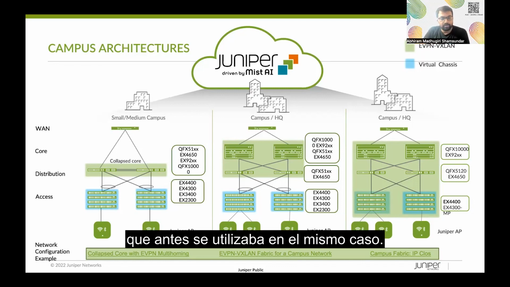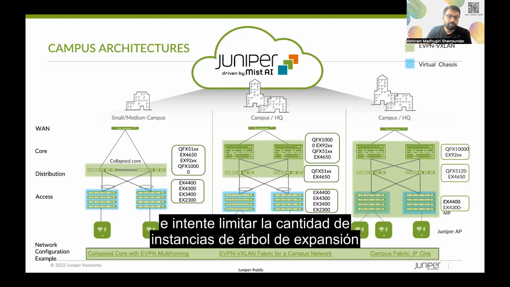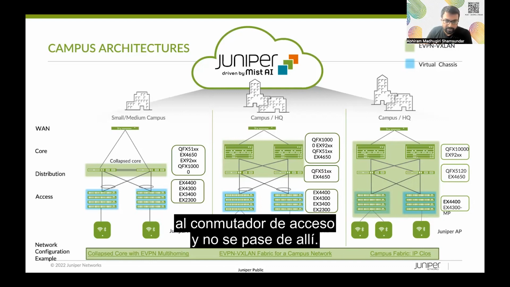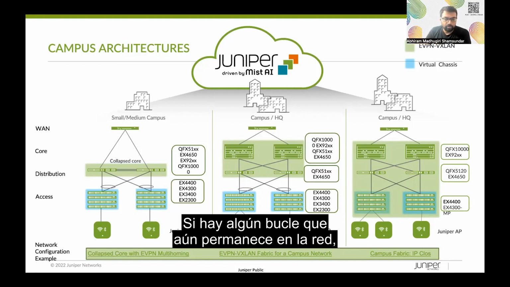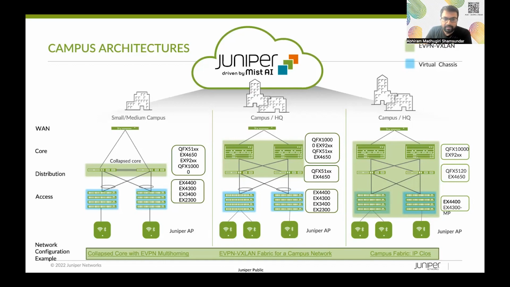which was formerly used in the same case. So I'll move ahead in that direction. So try and limit the number of spanning tree instances just to the access switch itself, and not go beyond. So if there are any loops that may persevere in the network, that will only be within this closet.